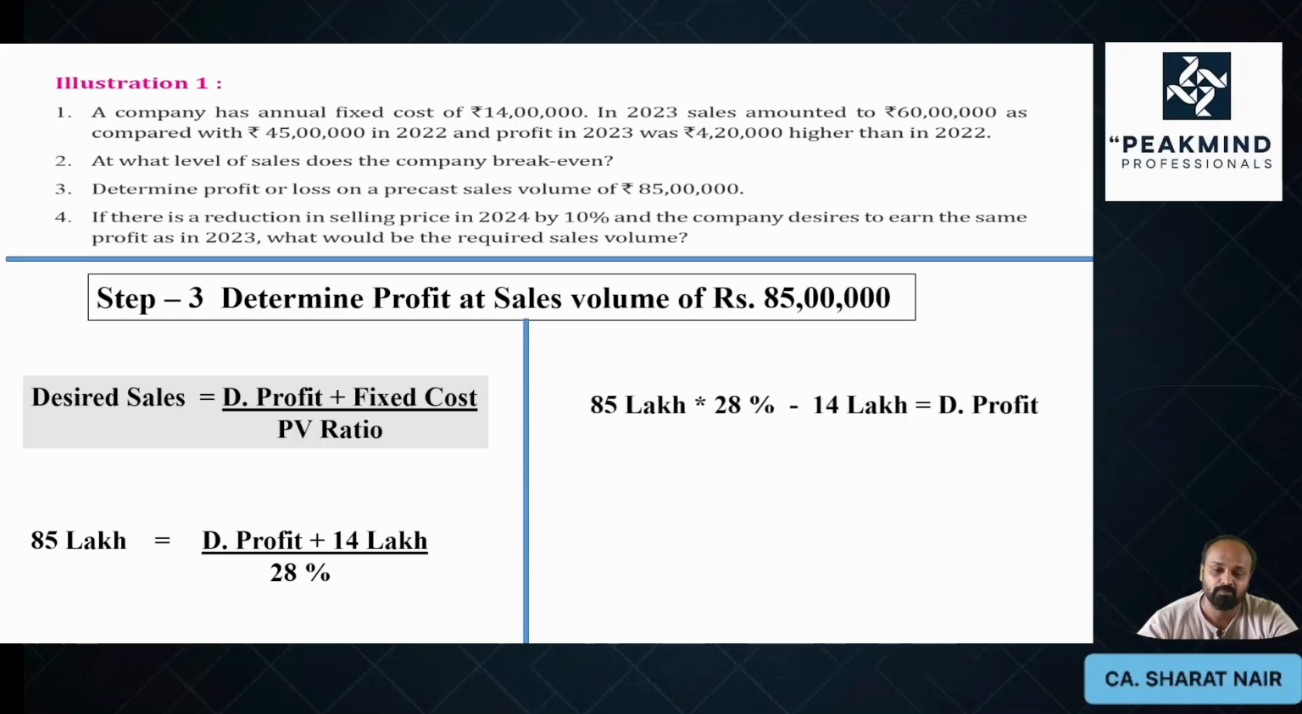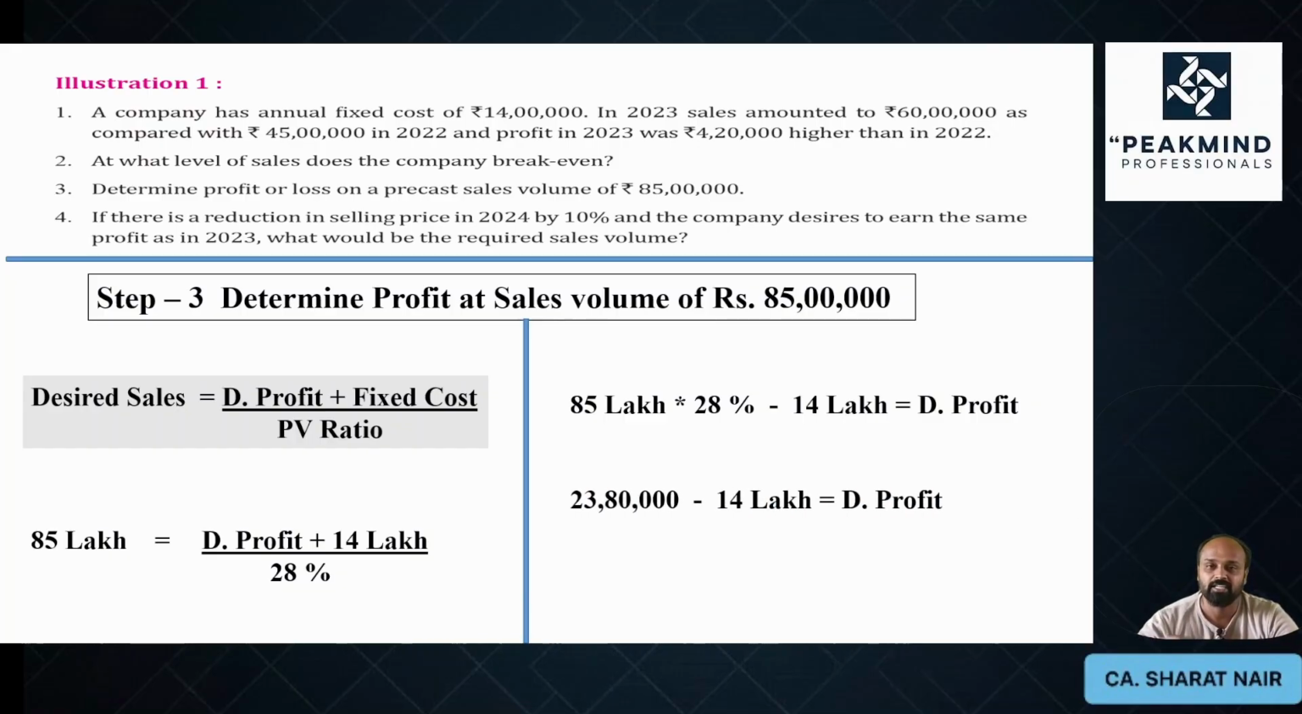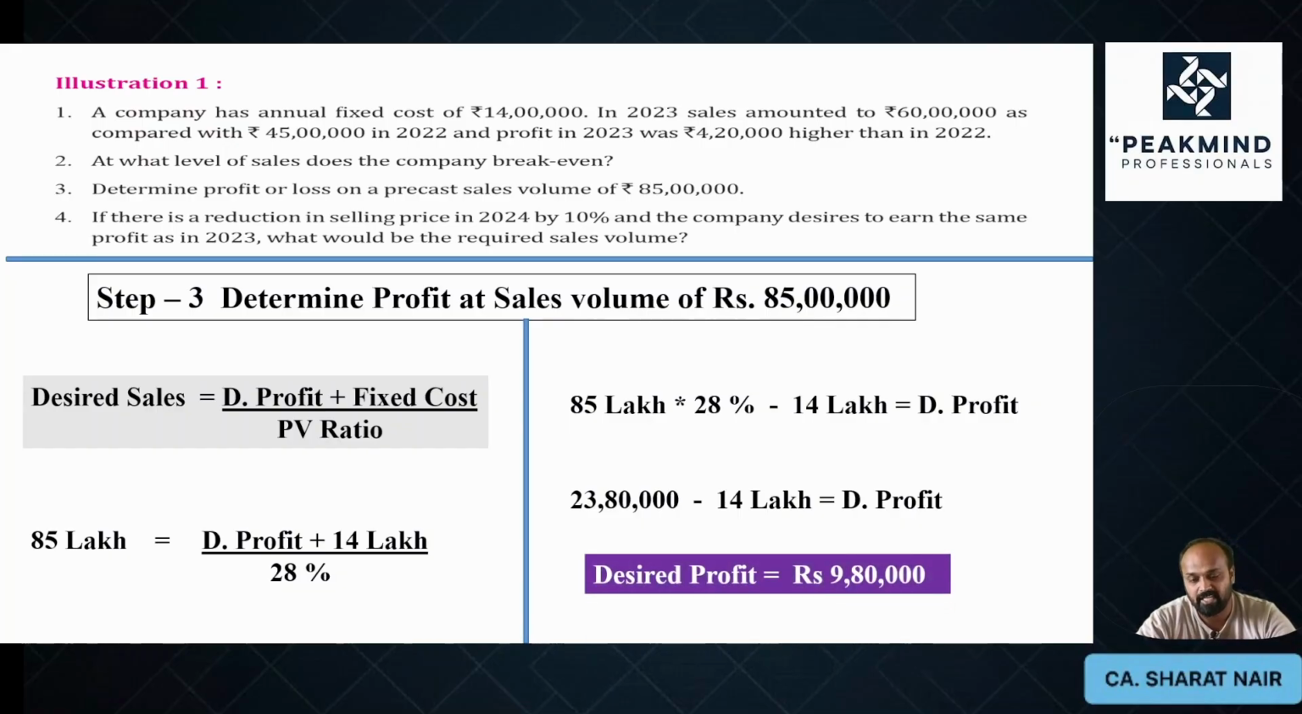Simplifying it further, the 28% from the RHS will go to the LHS. So 85 lakh into 28%. And if I take 14 lakh from RHS to LHS, minus 14 lakh is equal to desired profit. Solving this, I will get 23 lakh 80,000 minus 14 lakh is equal to desired profit. So the profit at sales volume of 85 lakh will come to rupees 9 lakh 80,000.